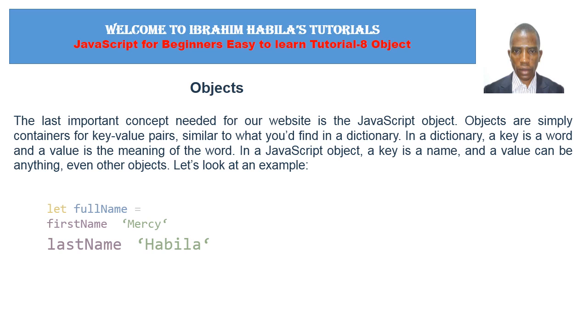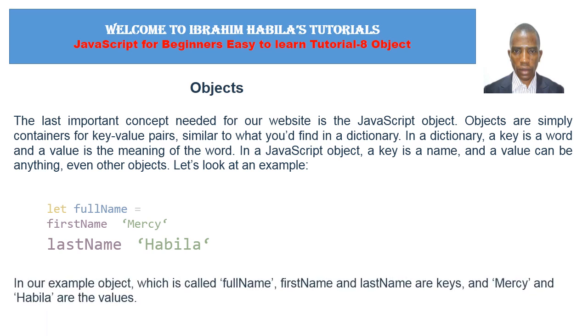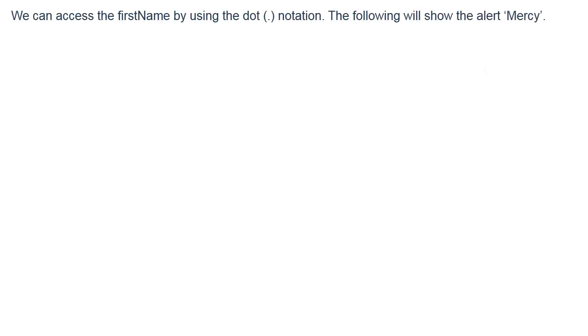let fullName = { firstName: "Mercy", lastName: "Habila" }. In our example object, which is called fullName, firstName and lastName are keys, and Mercy and Habila are the values. We can access the first name by using the dot notation. The following will show the alert Mercy.